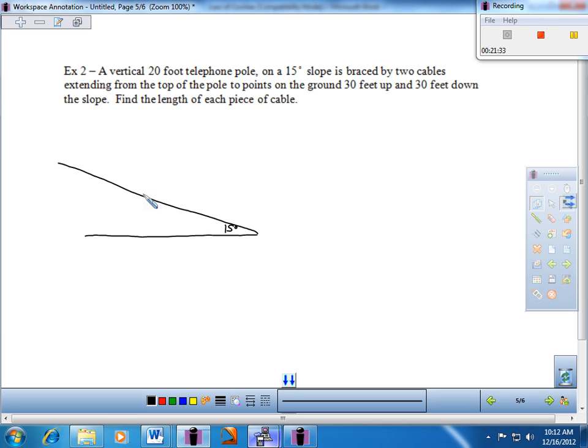So a vertical 20-foot telephone pole, so something like that. There's your 20 feet right there. Is braced by 2 cables extending from the top of the pole to points 30 feet up and 30 feet down. Something like that. That's what I'm reading here. 30 feet up, 30 feet down the slope. Okay. And we're trying to find the length of each piece of cable, so we're going to find that, and we'll find that. Just a couple variables on that piece.